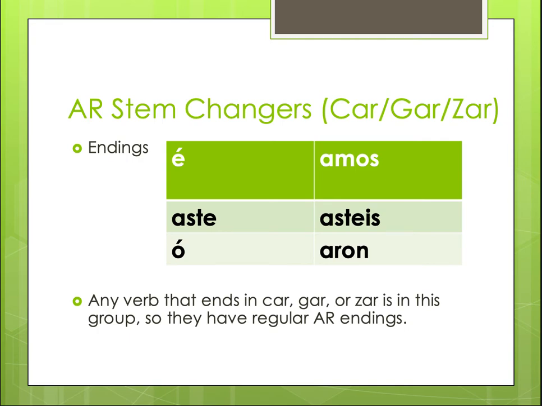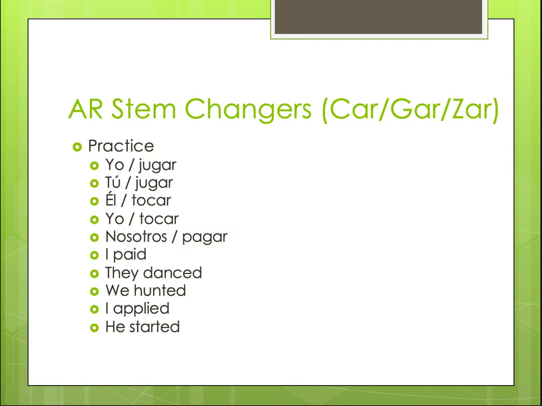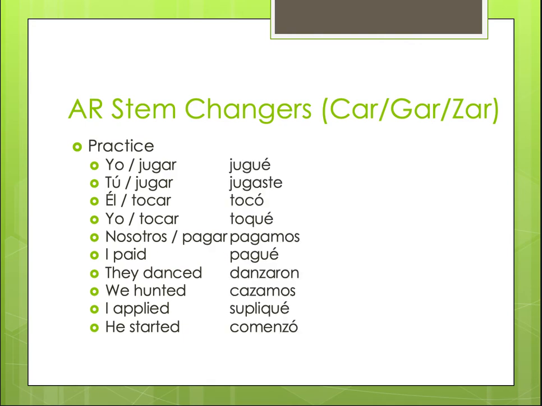The endings are regular AR endings, so é, aste, ó, amos, asteis, aron, normal accents on the yo and él, ella, usted forms. Here's your practice. You can pause. And here are the answers. You can pause.